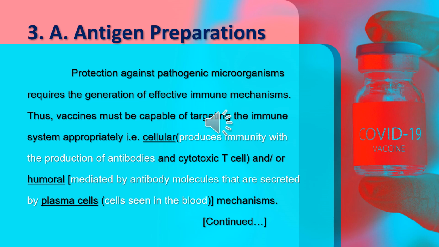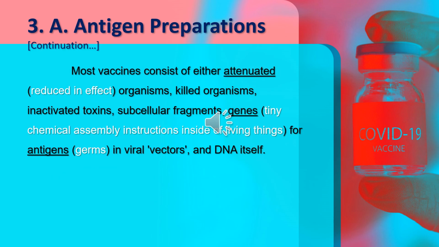Protection against pathogenic microorganisms requires the generation of effective immune mechanisms. Thus, vaccines must be capable of targeting the immune system appropriately, that is, cellular and humoral, by plasma cell mechanisms. Continuation from antigen preparations. Most vaccines consist of either attenuated organisms, killed organisms, inactivated toxins, subcellular fragments, genes for antigens in viral vectors, and DNA itself.